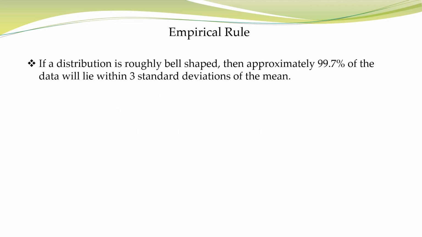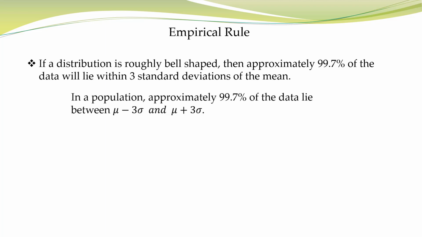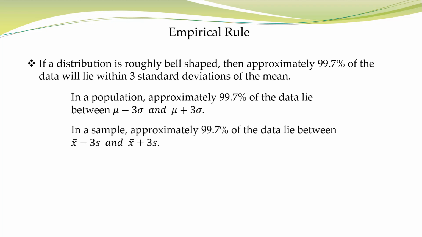Finally, if a distribution is roughly bell-shaped, then approximately 99.7% of the data lie within 3 standard deviations of the mean, which means if it's bell-shaped, then basically almost all the data is within 3 standard deviations. There's only 0.3% of the data not within 3 standard deviations. So for a population, that would be mu minus 3 sigma, mu plus 3 sigma. For a sample, x bar minus 3s, x bar plus 3s for the interval.